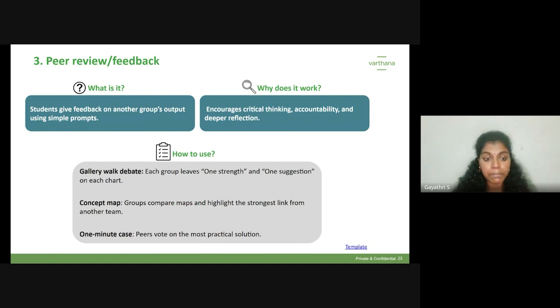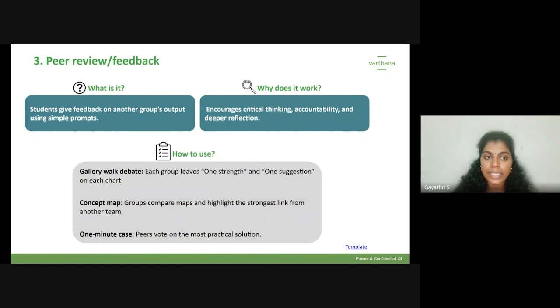If you're doing that concept map where they have to map the concept, you can ask them to compare maps and highlight the strongest link from different teams. Or if you're doing a 1 minute case, you can ask the peer to vote which solution was the most practical or best solution. Here they not only pay attention, they also have to tell why they think this is the best solution, right? So you can apply this effectively when you don't have much time at the end of the class or during the activity.